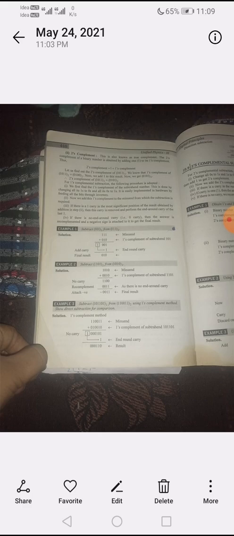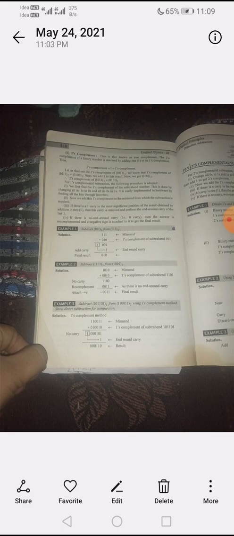In order to get the two's complement, what is the procedure? First you have to convert the given number into its one's complement, that is, wherever 1 is there write 0, and wherever 0 is there write 1. After converting the number into its one's complement, you have to add 1 to it, and you will get the two's complement. So the two's complement is equal to 1 plus the one's complement.